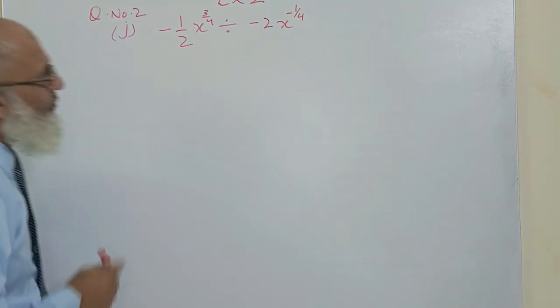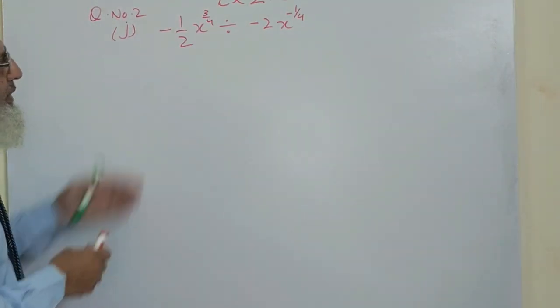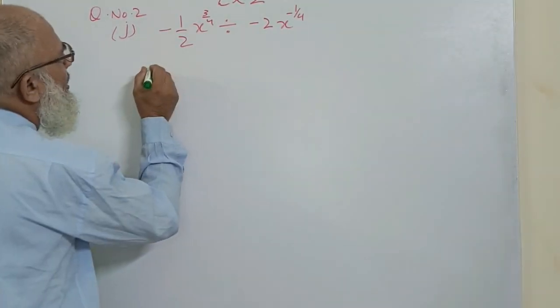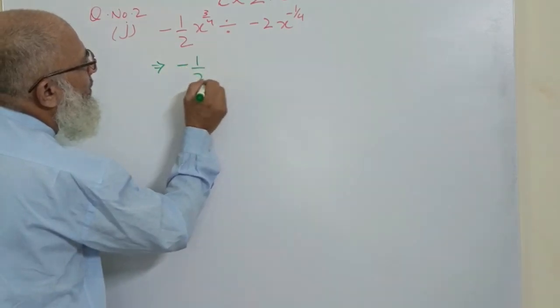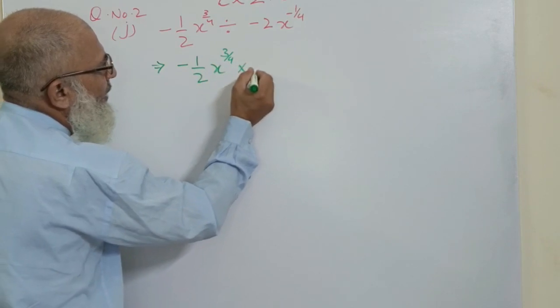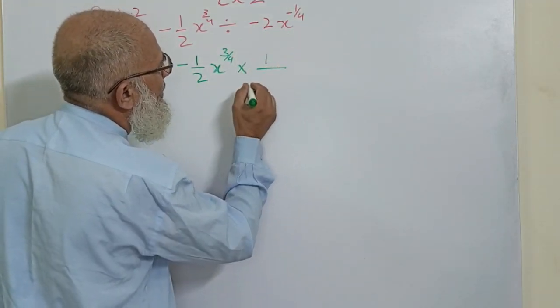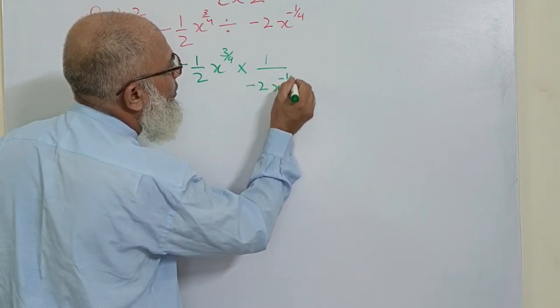Yes, it is. So in the first step, we change the sign. It will become minus half x^(3/4) multiplied by, so it will become like this, minus 2x^(-1/4).